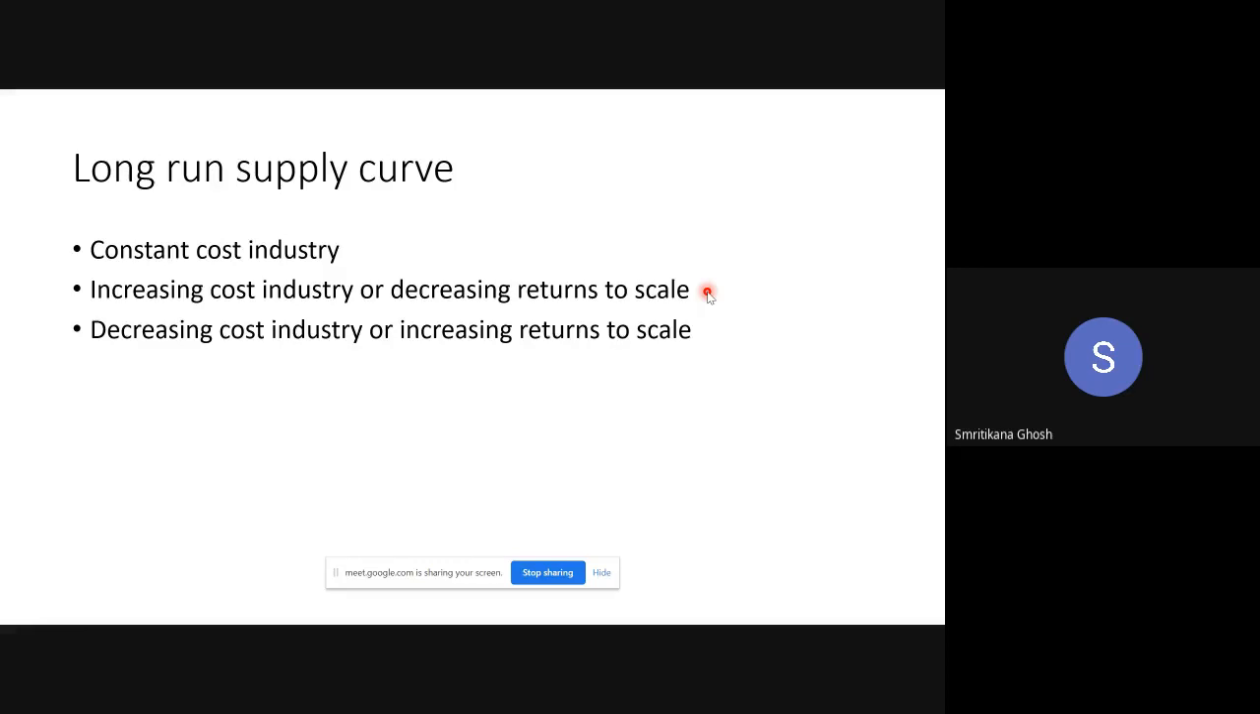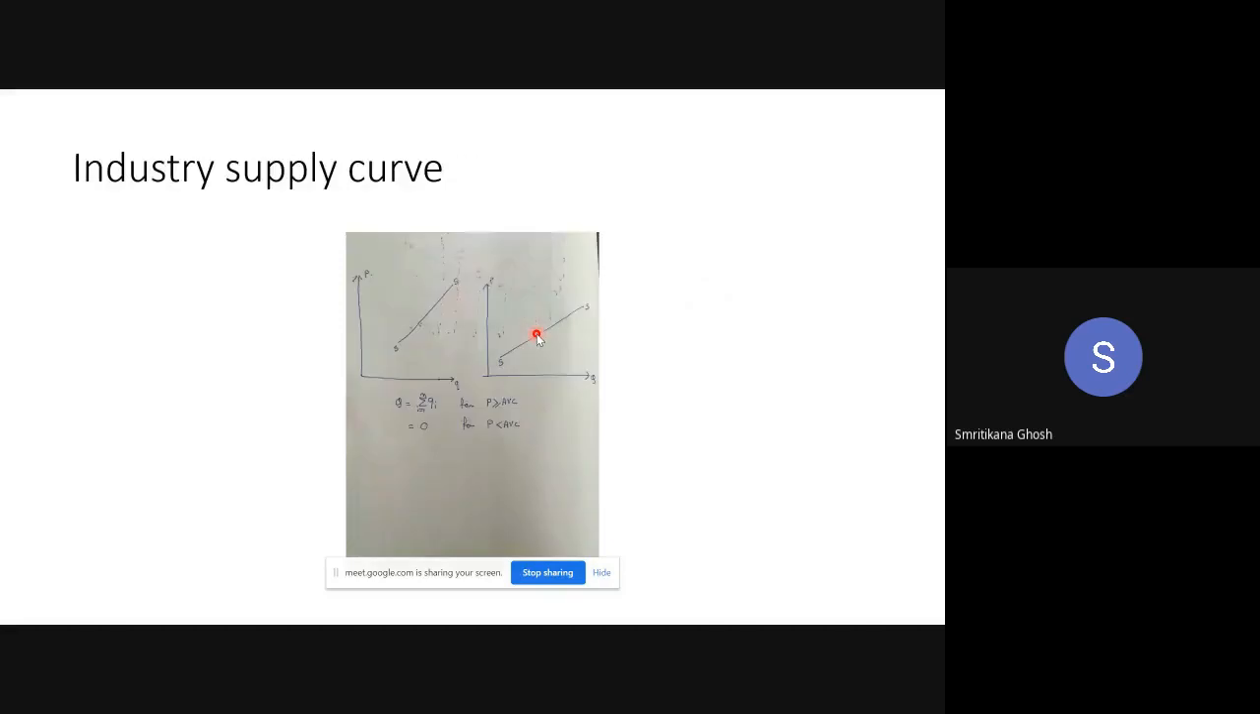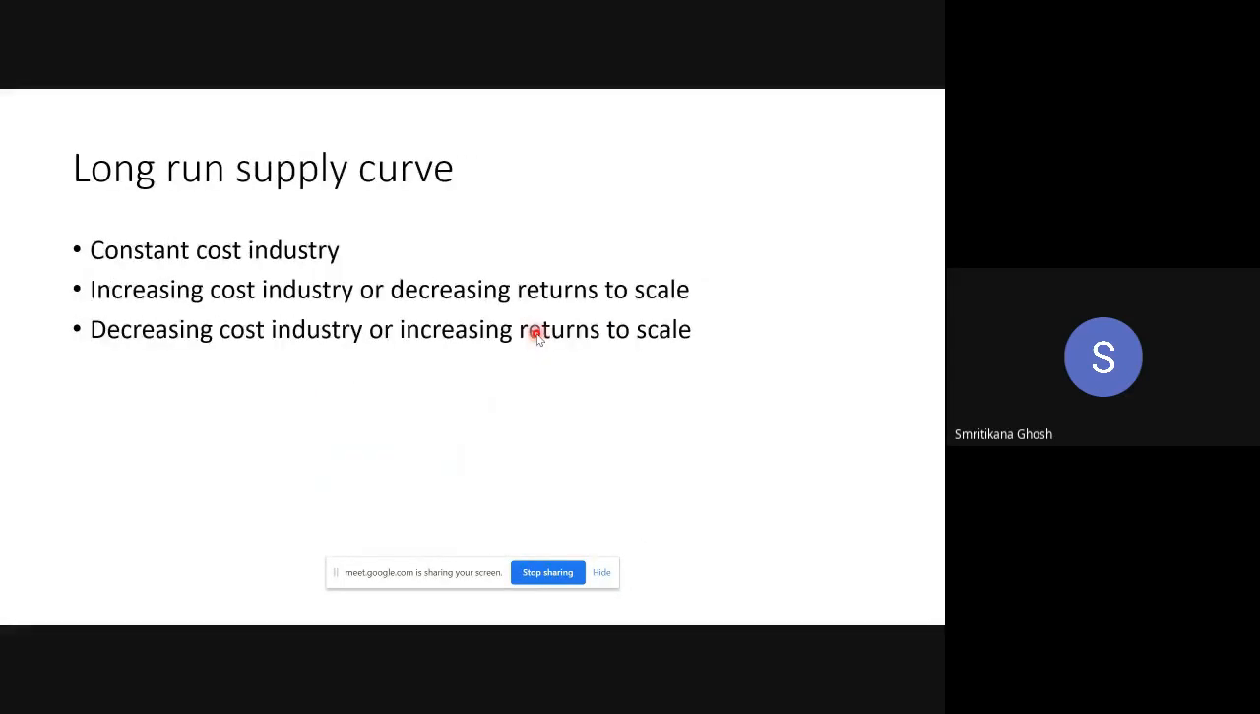So the long run supply curve. Can you remember the short run supply curve? This is the short run supply curve where it is. Yes. This is how we get the short run supply curve. So the same thing you can get it in the long run. In the long run, because now LAC is very important, LAC is a part of your equilibrium condition.